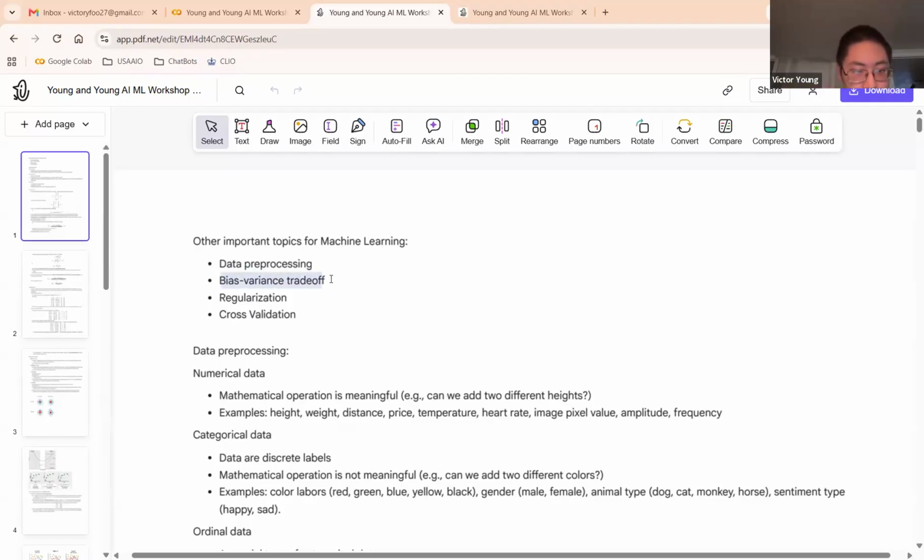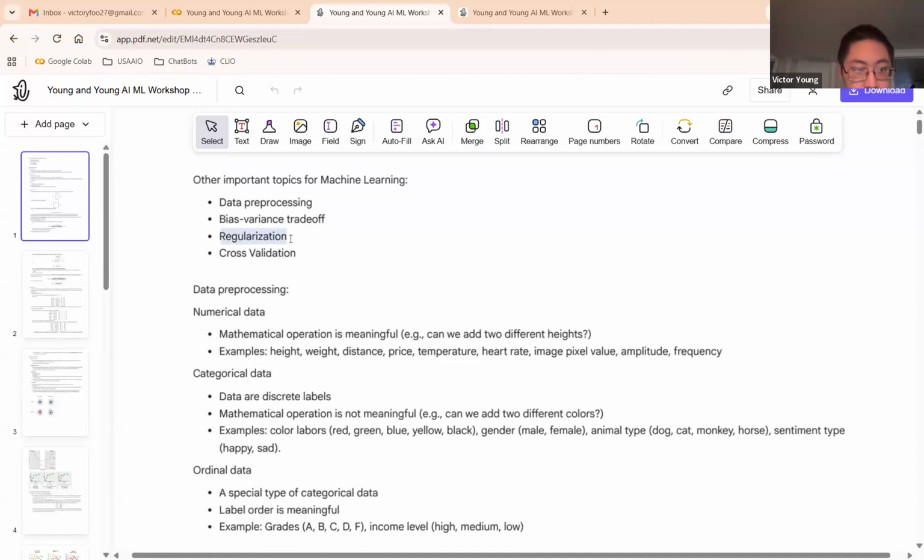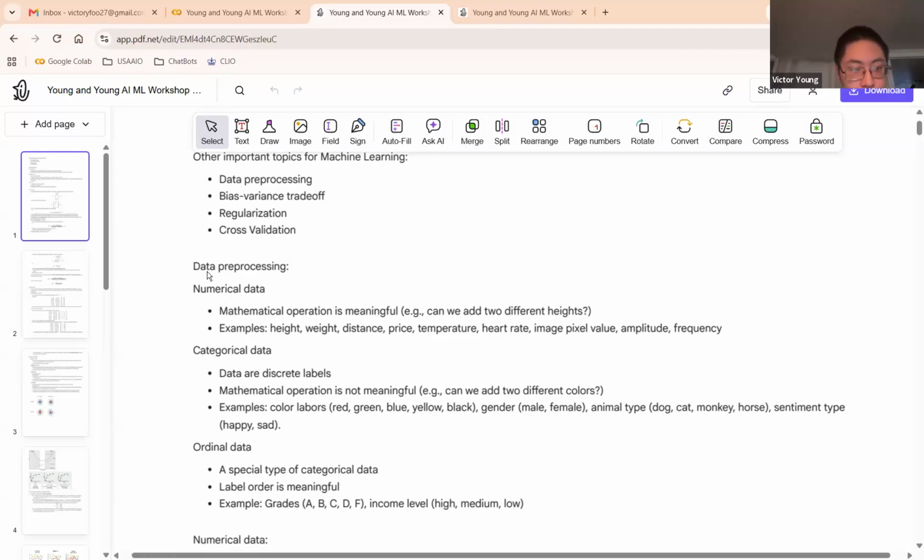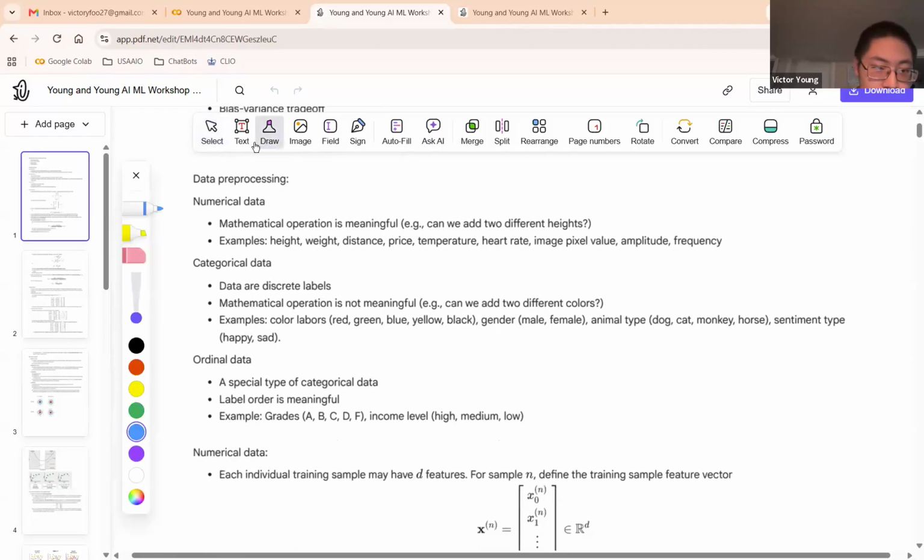There's also the bias-variance tradeoff, which is about model complexity. And this is why we need to have an appropriate model for the situation. We cannot always just use the most complex model. There's also regularization, which is a method to prevent overfitting, which is very important. Also cross-validation and validation in general. Train, validation, and test is one of those three. I'll talk about what each of those are. So let's start with data preprocessing.